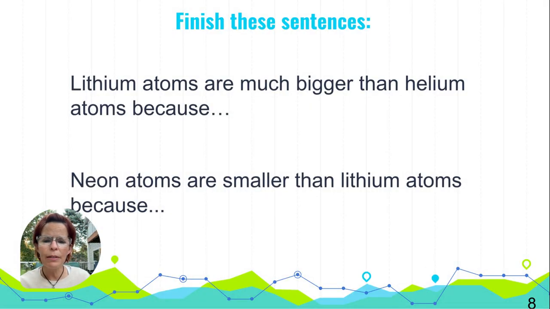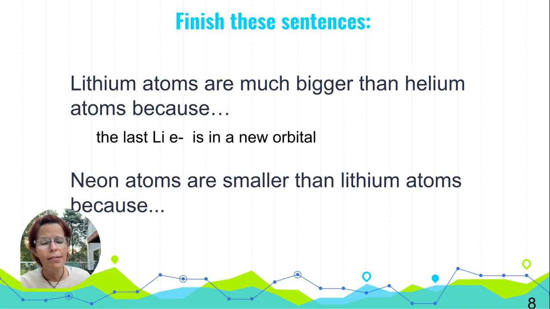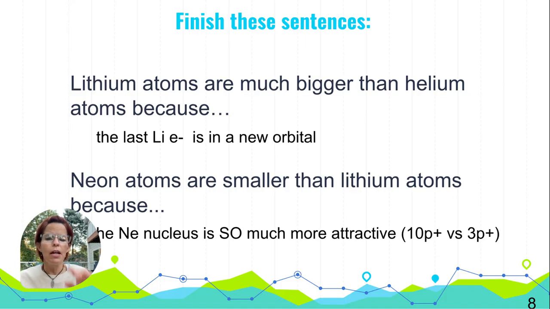All right, let's try finishing up these sentences. Lithium atoms are much bigger than helium atoms. So helium was number 2, lithium is number 3, because the last lithium electron gets added to a new orbital. Neon atoms, which are at the end of the row from lithium, are actually smaller than lithium atoms because the neon nucleus is so much more attractive. It's pulling those electrons in. So as we go across and add more protons, the electrons start getting pulled in closer.